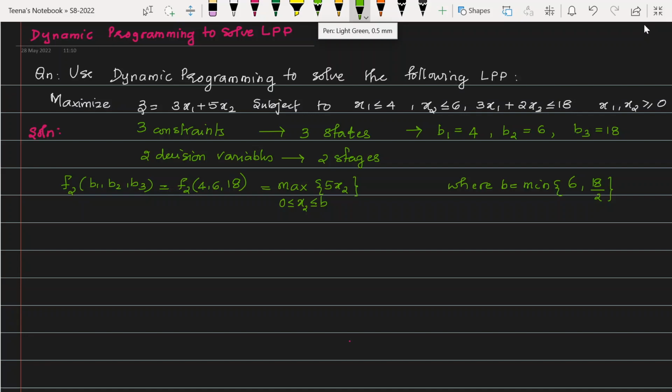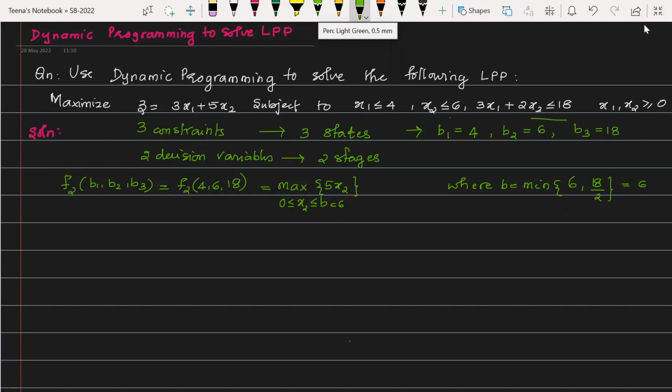6 or 6 by 1, that comes from the second constraint. Then 18 by 2. 18 by 2 corresponds to the coefficient of x2 from the third constraint. So the minimum value is 6. So our b ranges from 0 to 6.